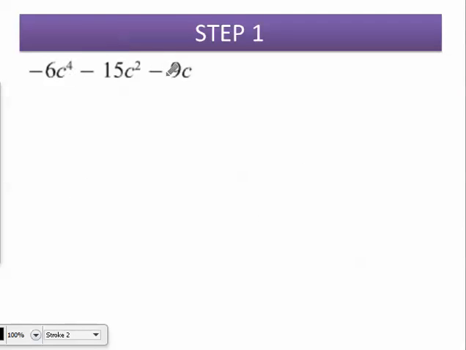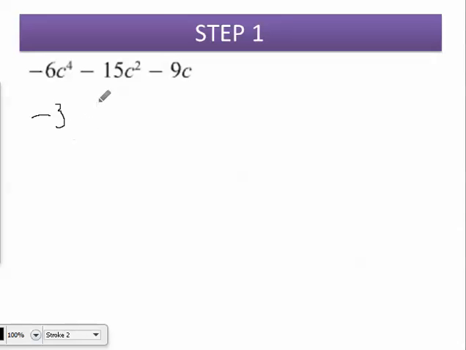Okay, looking at this one, what I see in here is they're all negatives. That means I'm going to have a negative number I'm going to pull out of there. I see that they're all divisible by 3. But this one's even and these two aren't, so it's probably just going to be a 3 that I'm pulling out of each one of them.